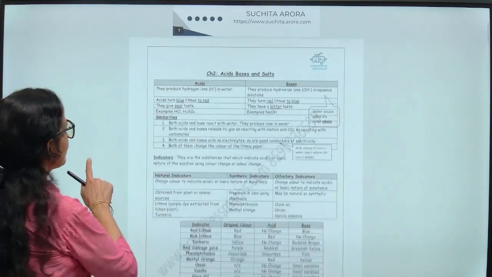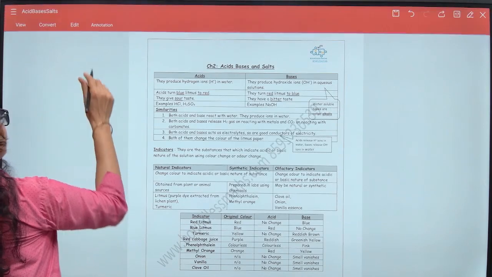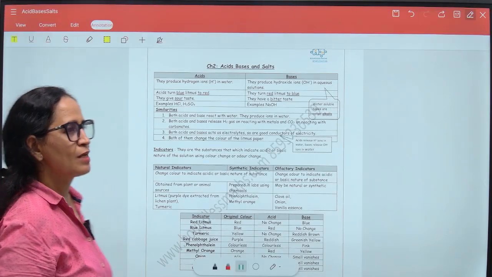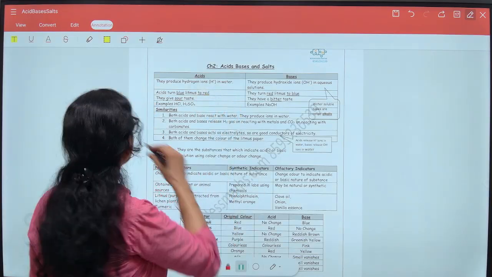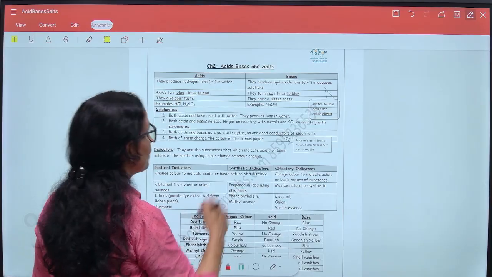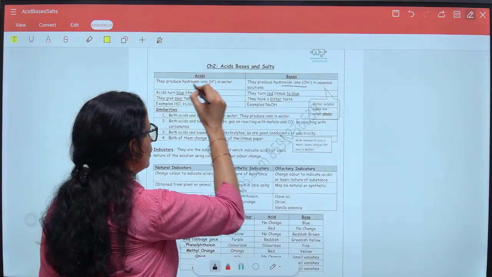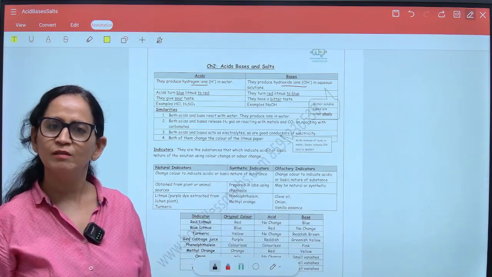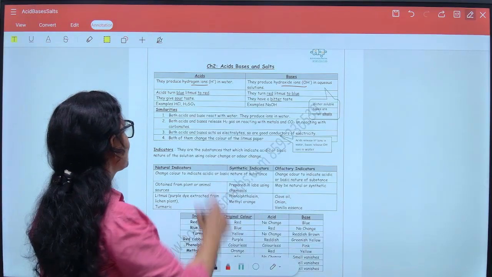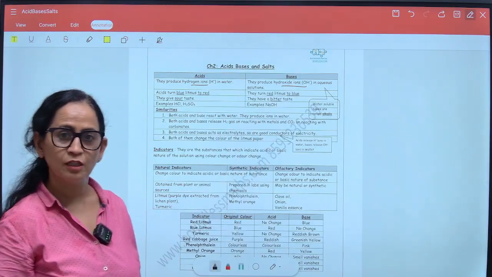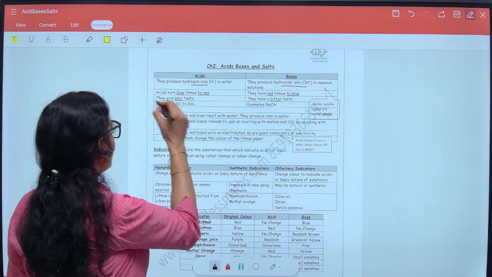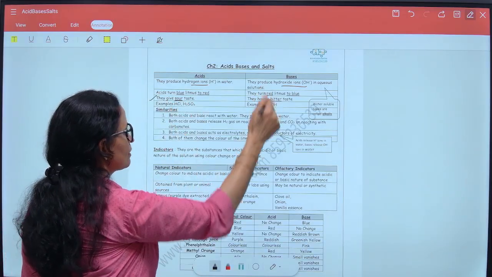So the basic question is, what are acids and what are bases? Acids are the substances that release H plus ions in water, and bases are the substances that release OH minus hydroxide ions in water. You must have read about all this in lower grades also, right? So acids turn blue litmus red, whereas bases turn red litmus blue. Acids are sour in taste and bases are bitter in taste.